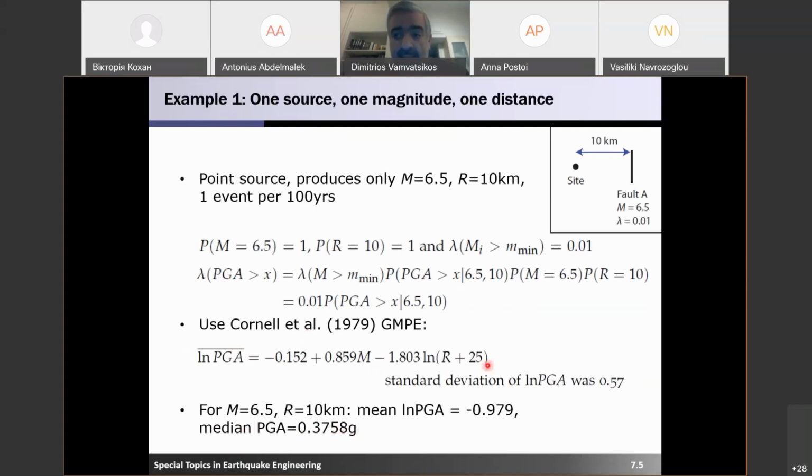Again, just to help you out, this one is normally distributed. That's classic regression theory. If you take out the ln, it becomes log normal. So PGA is log normally distributed given M and R. The ln of PGA is normally distributed. So mean here, median over here. We'll be doing this a lot over time.